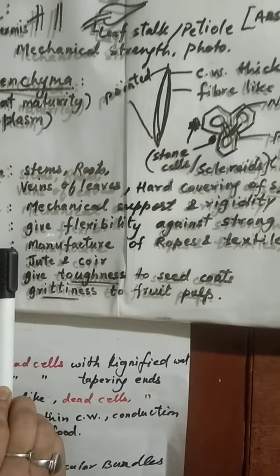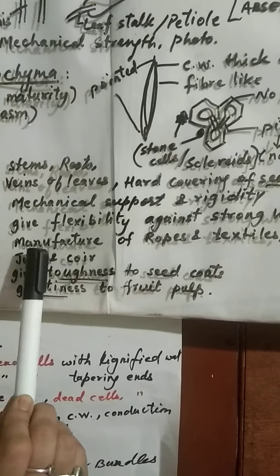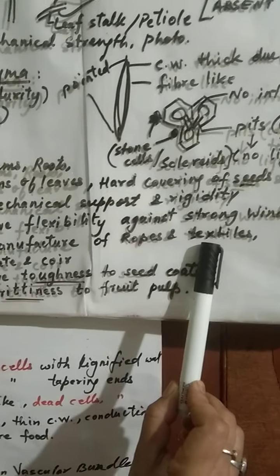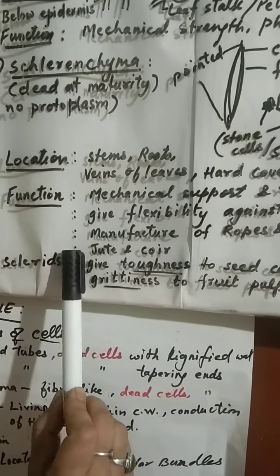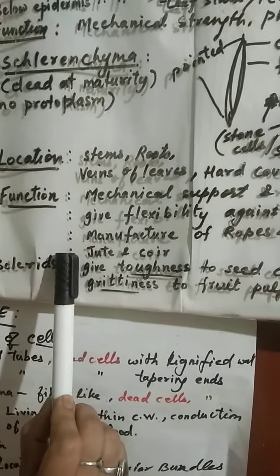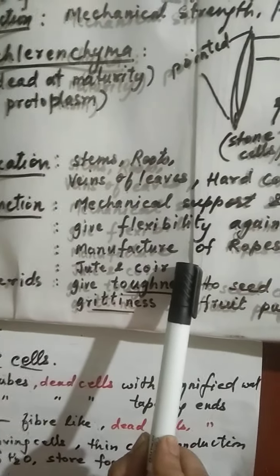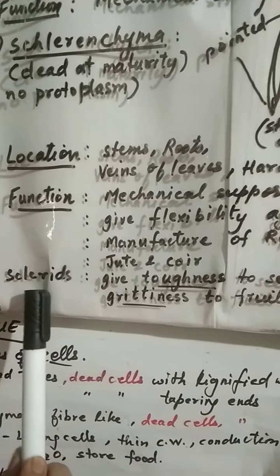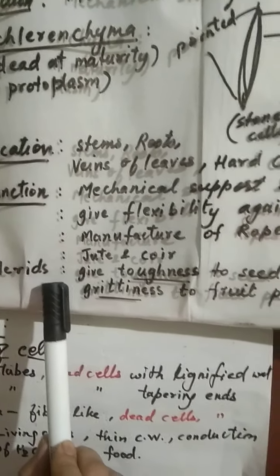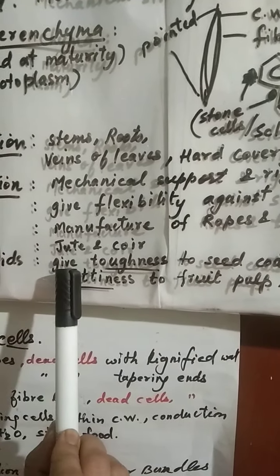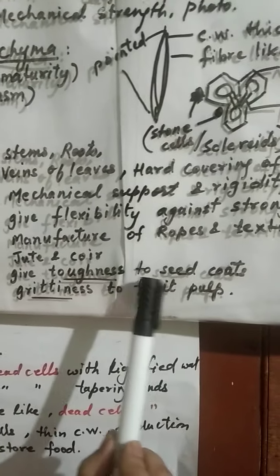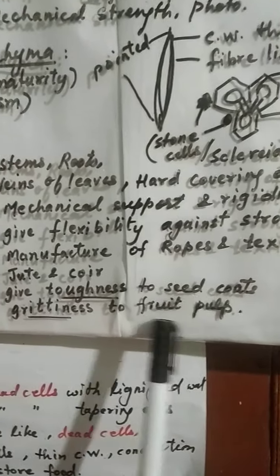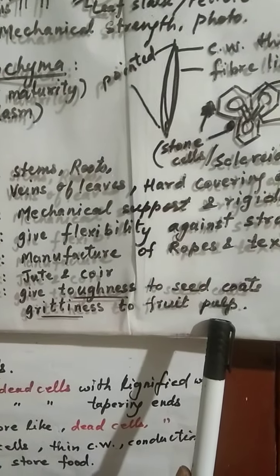If you see this sclerenchyma, as they are dead, they are used in the manufacture of ropes, also in textile industries. You might know that jute is also prepared from sclerenchyma, and coir also. Now the next type is sclereids. What are sclereids? First of all, they are called stone cells. They give toughness to the seed coats as well as grittiness to the fruit pulp, etc.